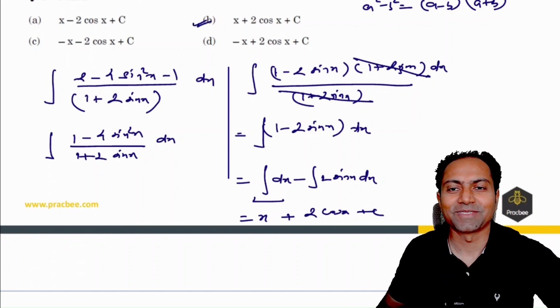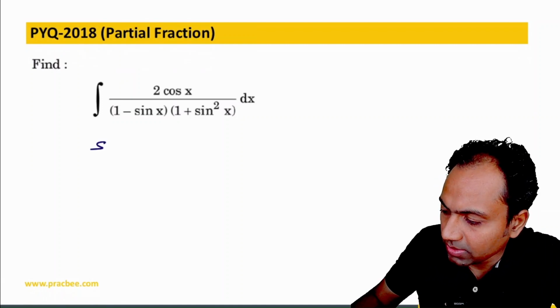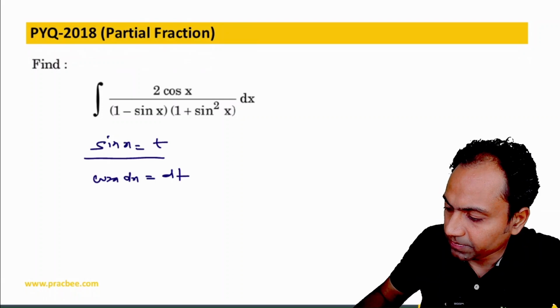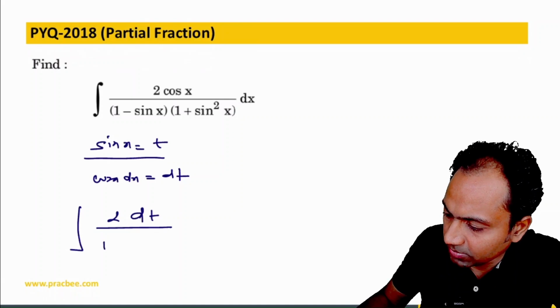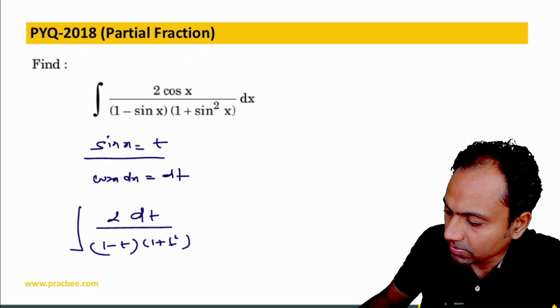Extremely simple question. Now in this question, if I just put sin x equal to t, this is one such question that will simplify into partial fractions. If I do this, this becomes cos x dx is equal to dt. And the numerator will become 2 times dt. The denominator becomes nothing but 1 minus t and 1 plus t square.